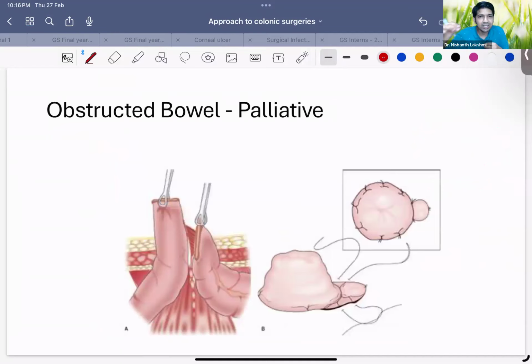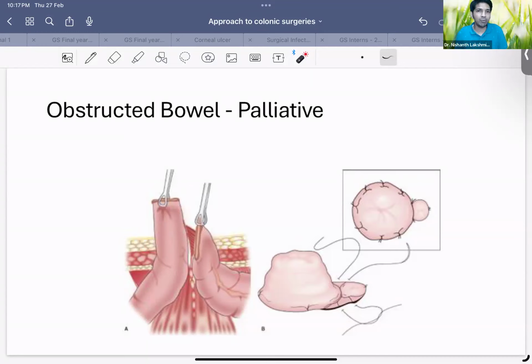If you cannot get the stent across and you think the patient is not fit for a conventional laparotomy, all you have to do is, depending upon where the cancer is: if the cancer is in the rectum, you will do a sigmoid colostomy. Make a small nick in the left iliac fossa or the left lumbar region, pull out the sigmoid colon, make a loop colostomy and get out. If the tumor is higher up, then you're going to do a transverse loop colostomy. And I've told you how we are going to do it.